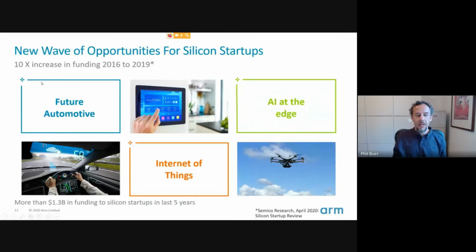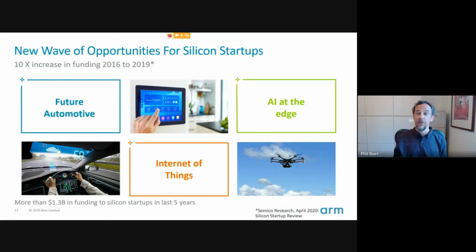And when you look at the technology and the areas where we see silicon startups innovating, it is quite a wide range. And we sponsored a report from Semico Research, who also looked into the areas that startups are innovating, confirming, as it as fortune would have it, the number of startups that we see. Then there are 3 key areas.